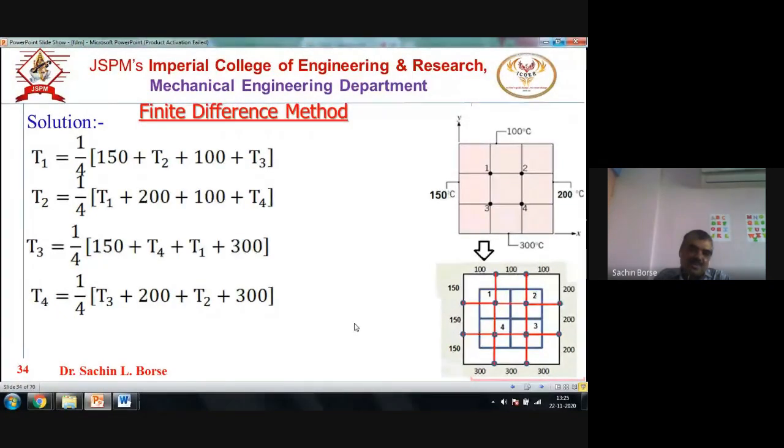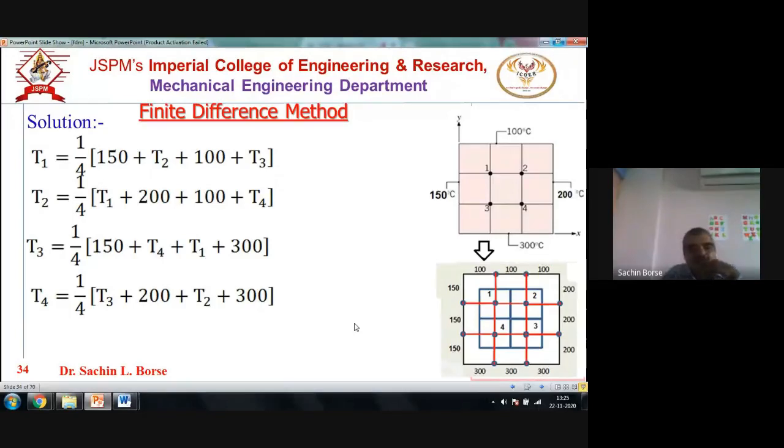So you can see the bottom diagram here. So it is average of what? 1 by 4 times 150, then next is T2, then next is 100 on the top. You can see on the left hand side 150, on the right hand side T2, on the top 100, and the bottom is T3. Okay.